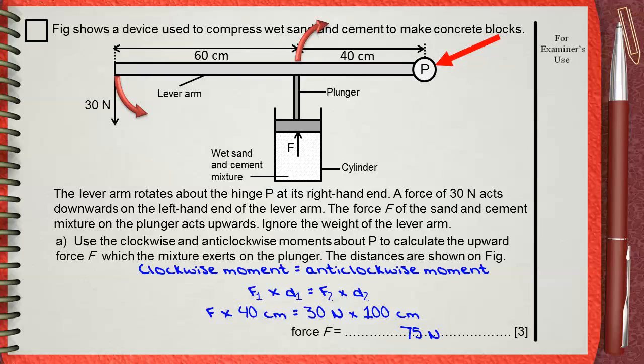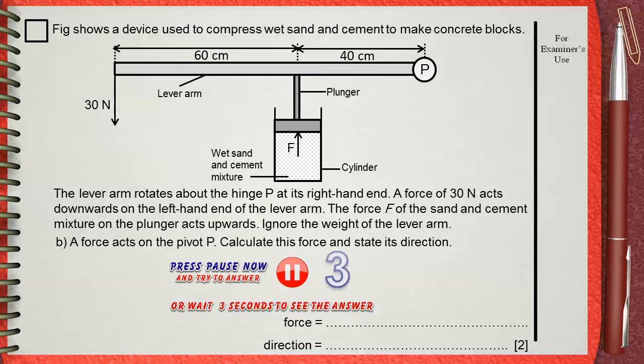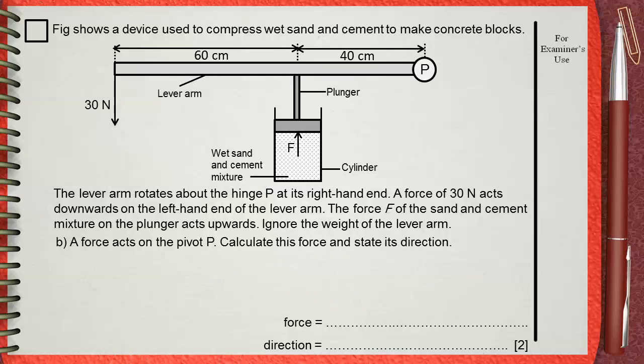Question B. A force acts on pivot P. Calculate this force and state its direction. Let's think about this question again.